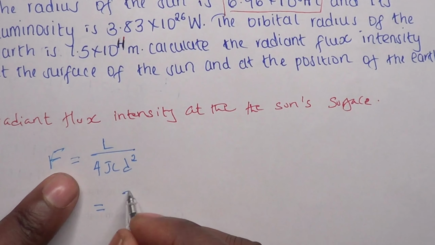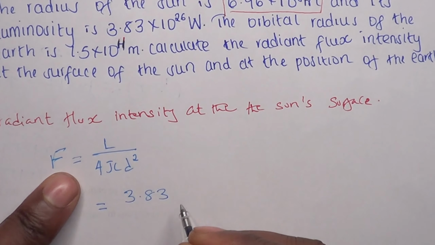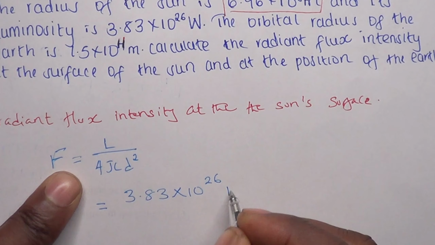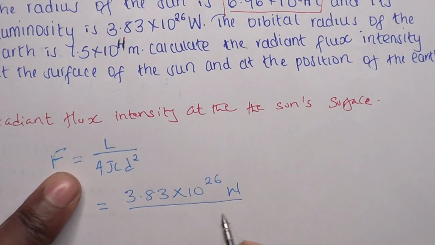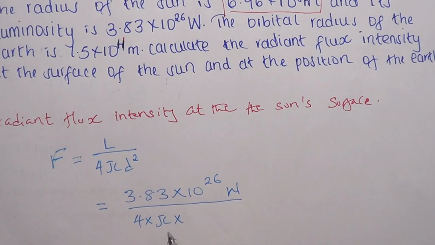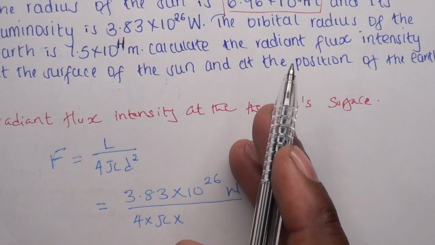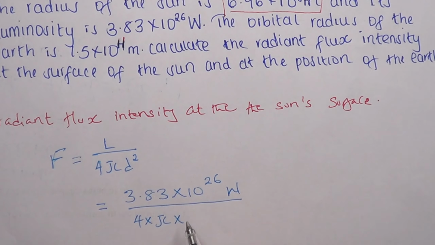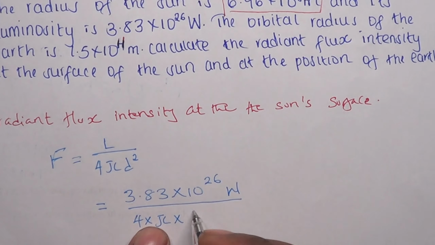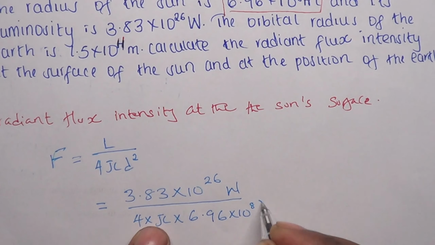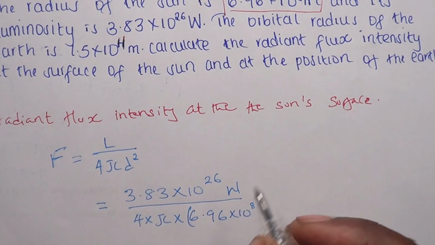So at this point here, we know so that the luminosity we are given is 3.83 times 10 power 26 over 4 times pi times the diameter. We are given the radius of that one. Now the radius of it is 6.96 times 10 power 8. D here represents the distance squared.